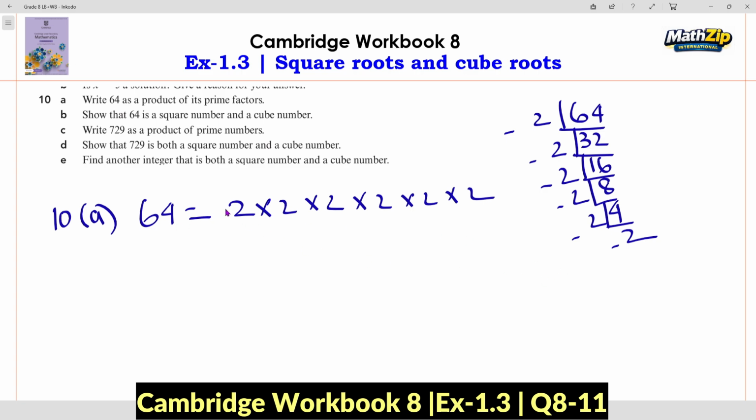Here the 2 will be multiplied 6 times. These are prime factors because 2 is a prime number. And also we can write this as 2 to the power 6.